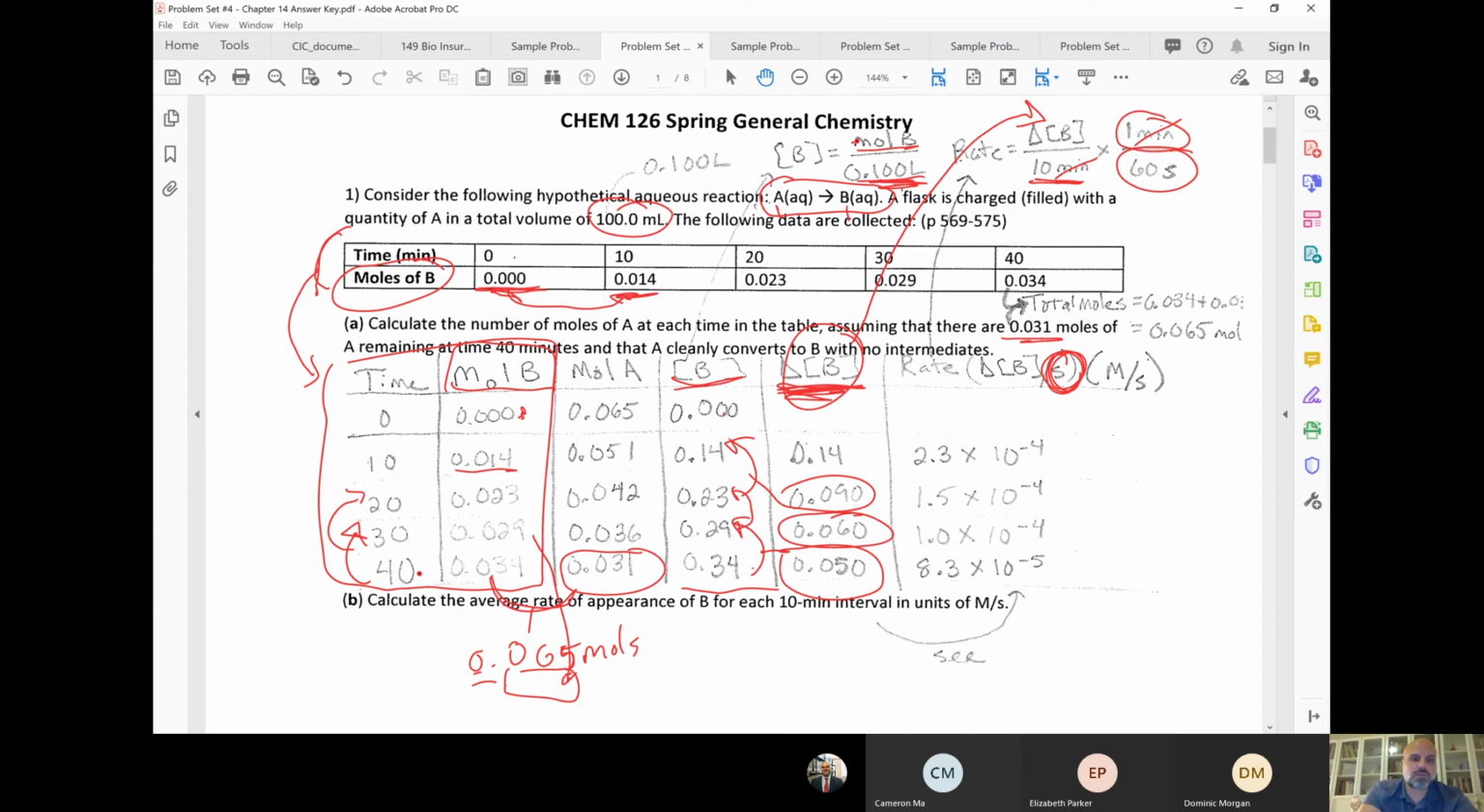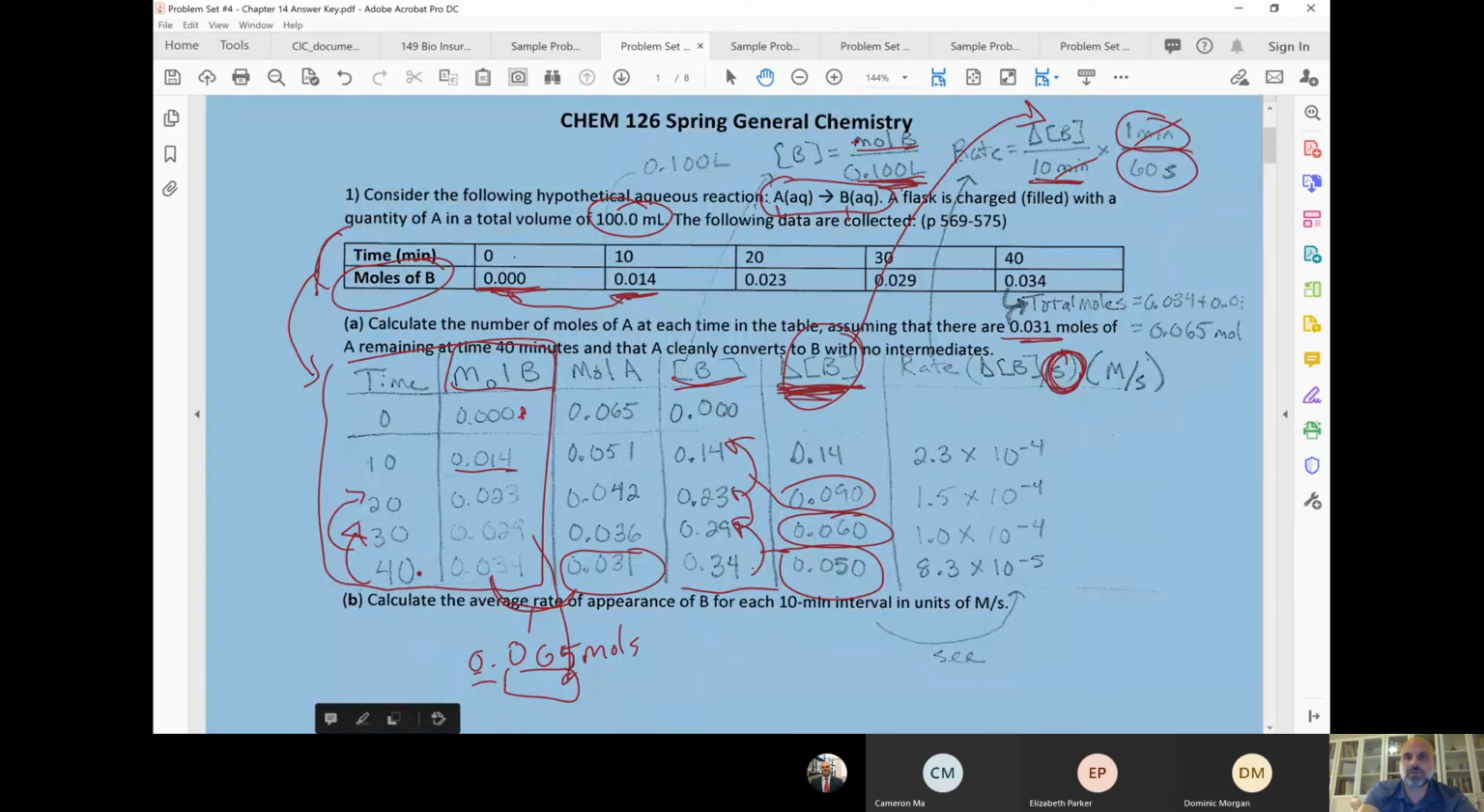So in the bottom case, let me see if I can change colors here. I can't.